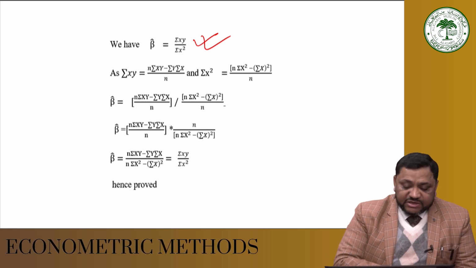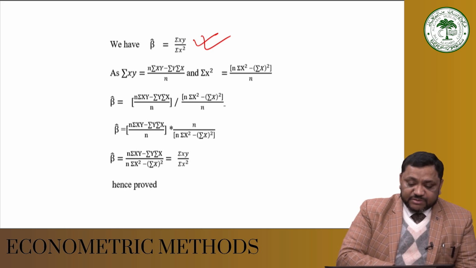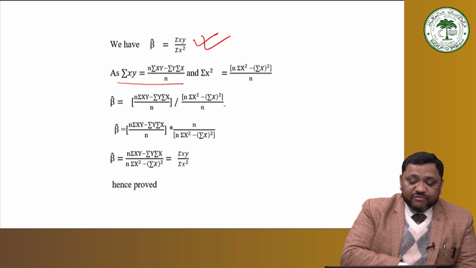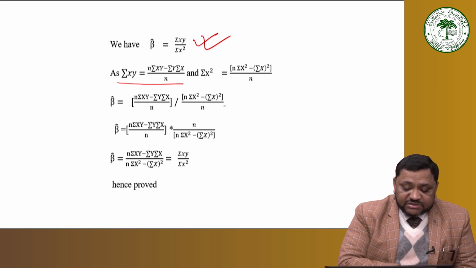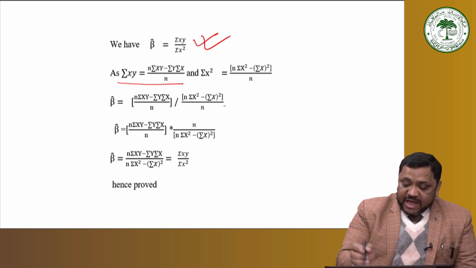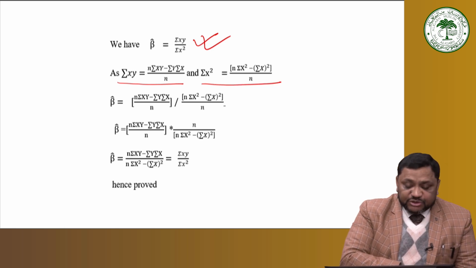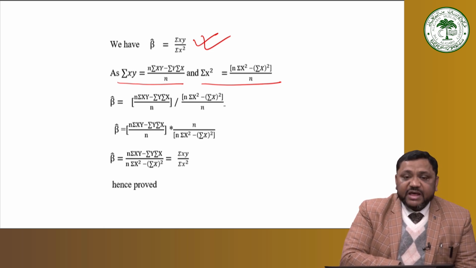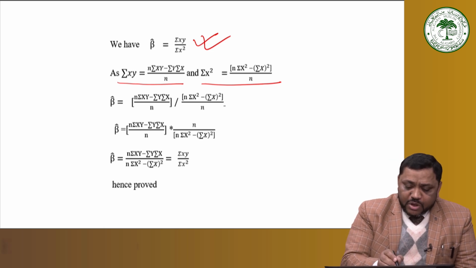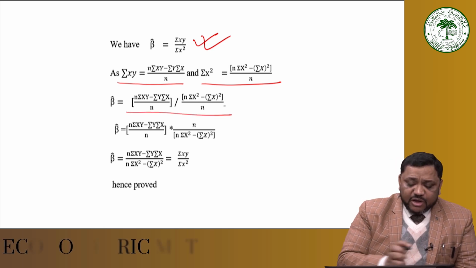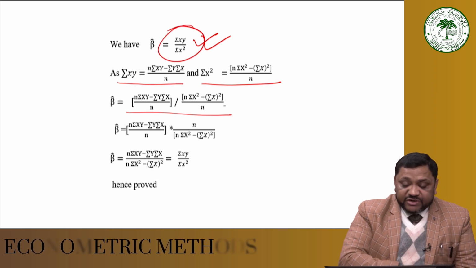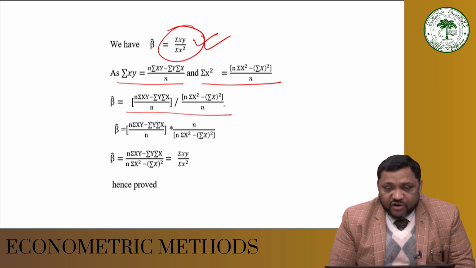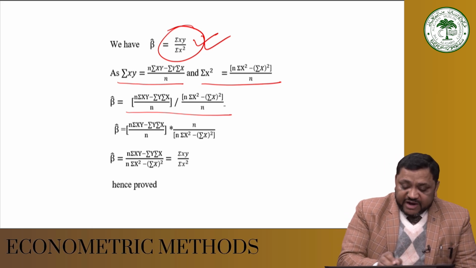We found that beta hat is equal to summation xy divided by summation small x square. Summation small xy, which we have just derived, is equal to n summation capital X capital Y minus summation Y summation X, divided by n. And summation small x square is equal to n summation capital X square minus summation capital X whole square, divided by n. The formula says we divide the value of summation small xy by the value of summation small x square. So upon dividing we get this.